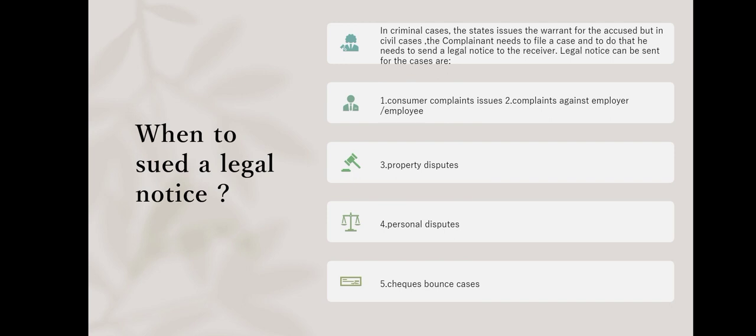Further, moving to the next slide. When to send a legal notice. In criminal cases, the state issues the warrant for the accused, but in civil cases, the complainant needs to file a case, and to do that, he needs to send a legal notice to the receiver. Legal notice can be sent for cases such as: first, consumer complaint issues; second, complaints against employer or employee; third, property disputes; fourth, personal disputes and cheque bounce cases.